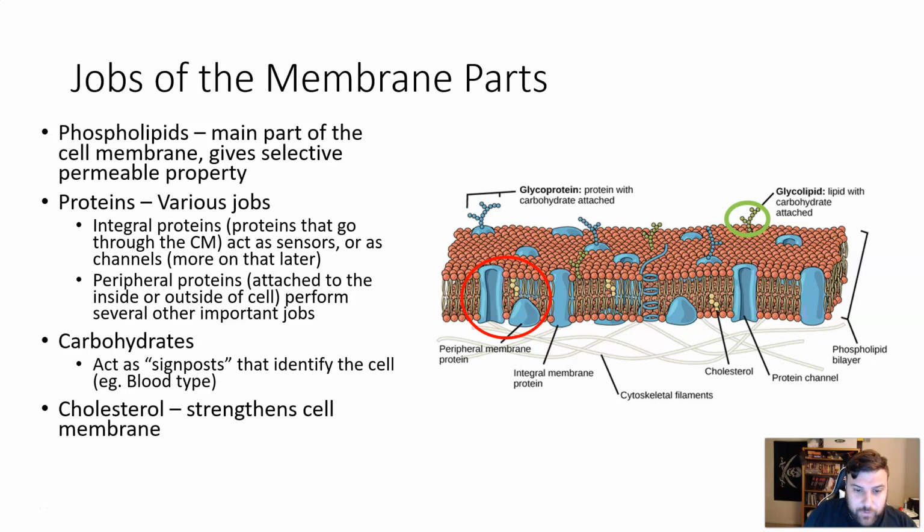Lastly is cholesterol, and cholesterol I have highlighted here in yellow. Cholesterol kind of integrates itself into the membrane, and it gives the cell membrane a little bit more strength, a little bit more rigidity. So without this cholesterol, the membrane would actually be much more liquidy, which we don't want. So these pieces of cholesterol will help to give it a little bit more strength.